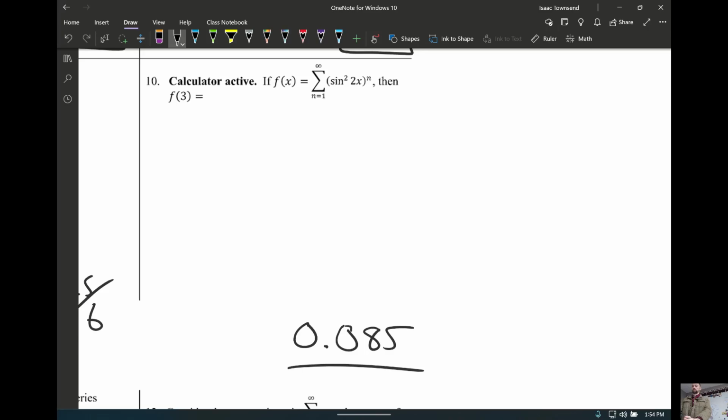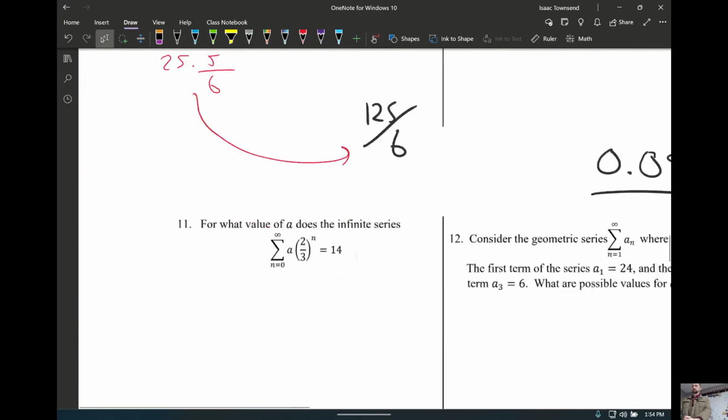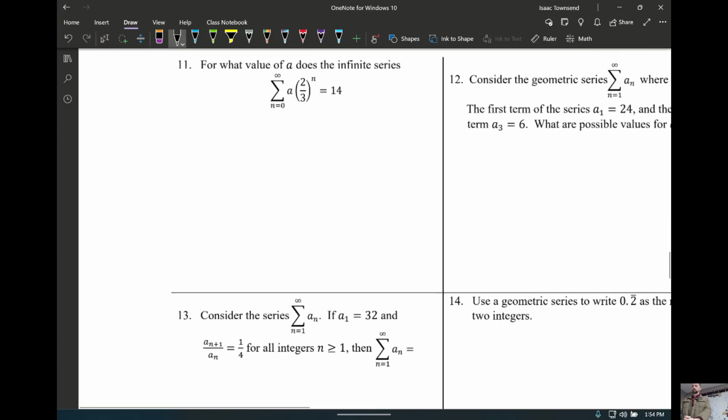3 is 14. Okay, then let's give everybody 2 or 3 minutes to work number 11 if you have not. Those of you that have, make sure you got 14/3 before you keep going.